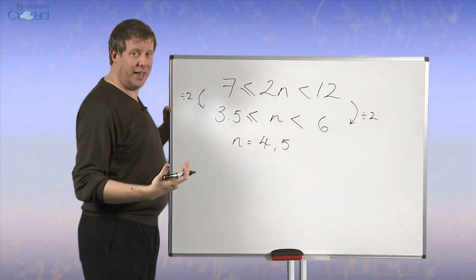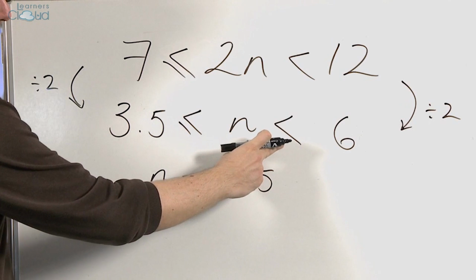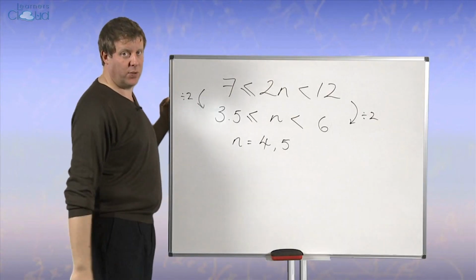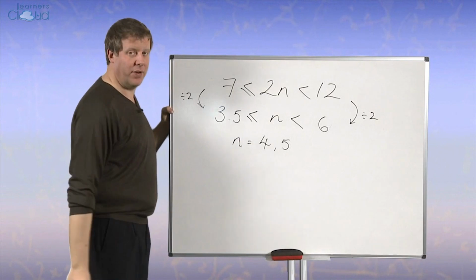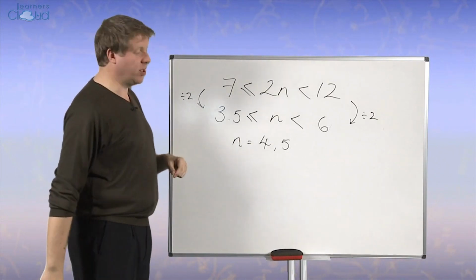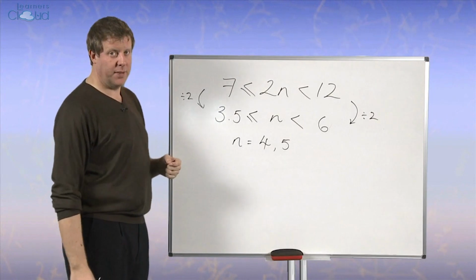Now, can I have 6? We'll take a look at our inequality here. There's no additional line there, so we're not allowed to include 6 as part of our integer solutions. So there are, in fact, only 2 integer solutions to this inequality.